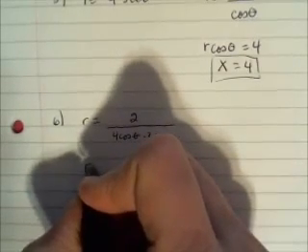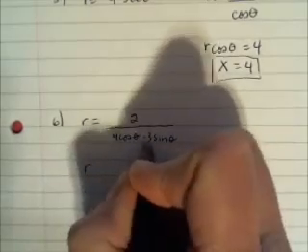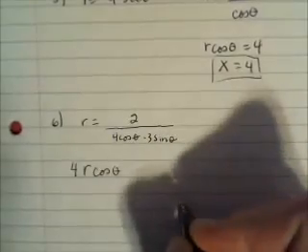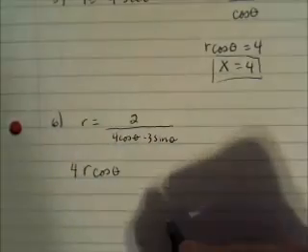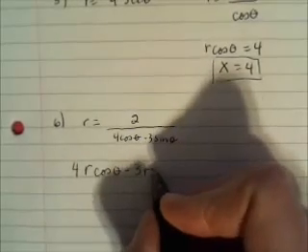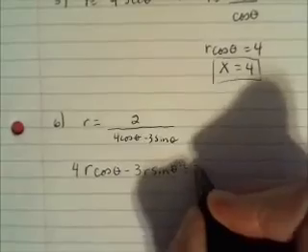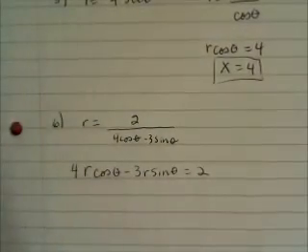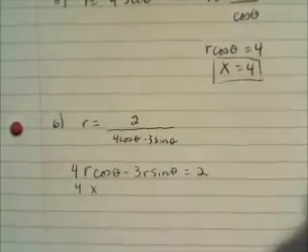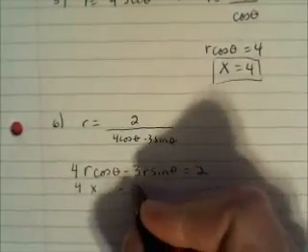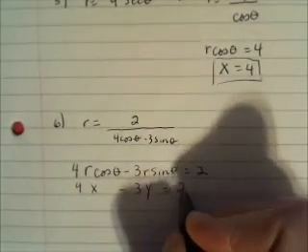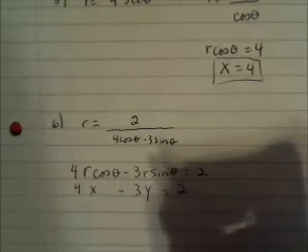So let's cross multiply. We have r times this entire denominator, so I'm going to put the 4 outside and 4r cosine of theta. And then we're going to have minus 3 times r sine of theta is equal to 2. Replacing r cosine of theta with x, we get 4x minus 3y, because our sine of theta is equal to y, is equal to 2. Well, that's just a straight line.